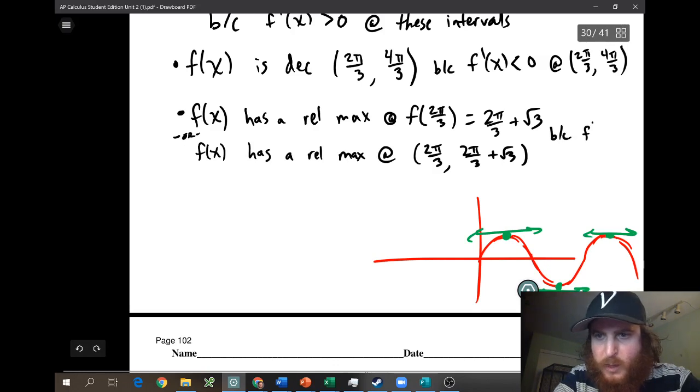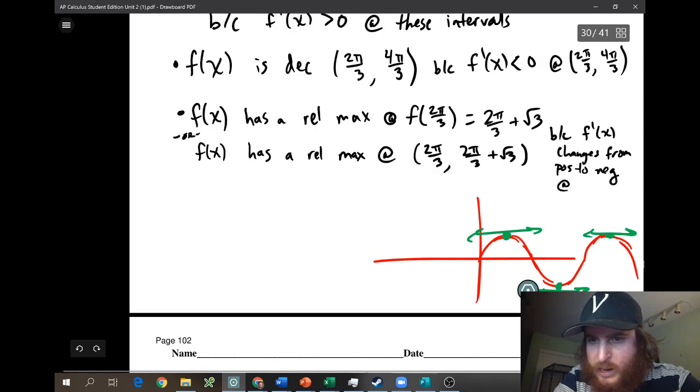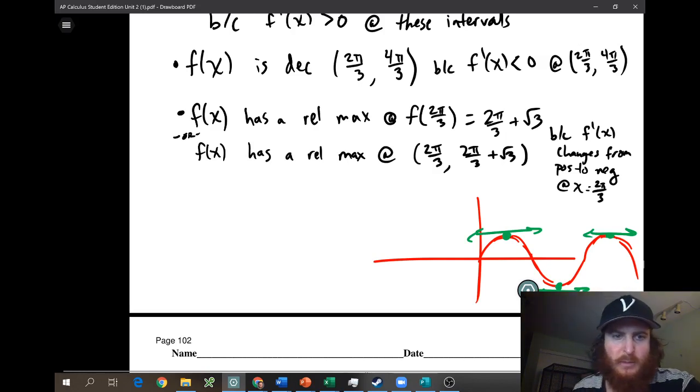Because f prime of x changes from positive to negative at x equals 2 pi over 3. So that's always going to be our explanation for our maximums.